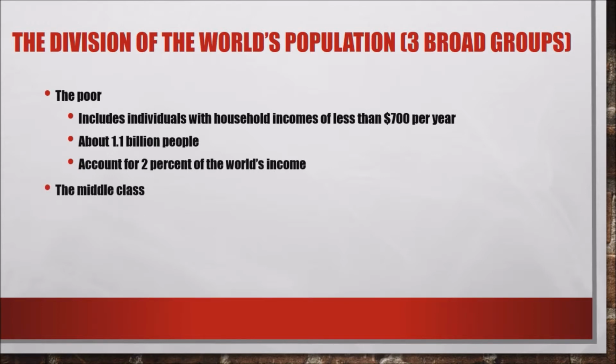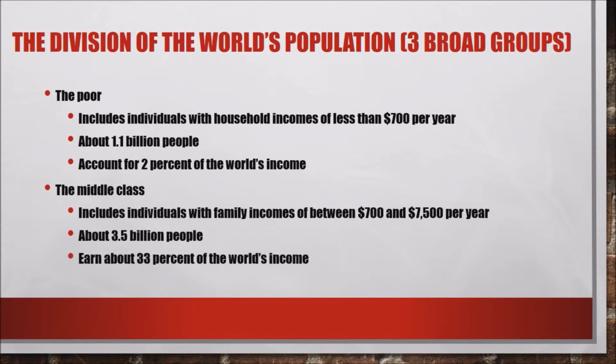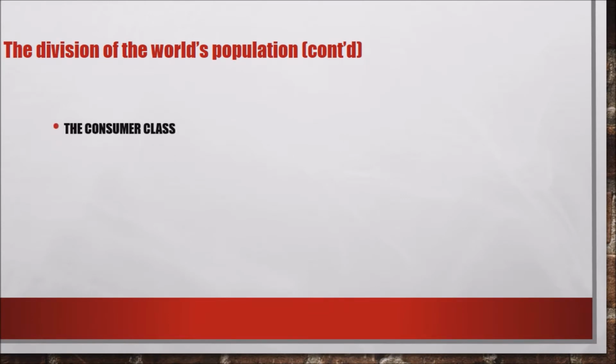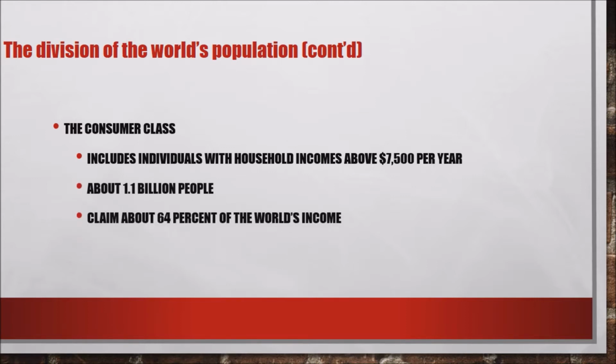The middle class includes individuals with family incomes of between $700 and $7,500 per year. About 3.5 billion people earn about 33% of the world's income. The consumer class includes individuals with household incomes above $7,500 per year. About 1.1 billion people claim about 64% of the world's income.